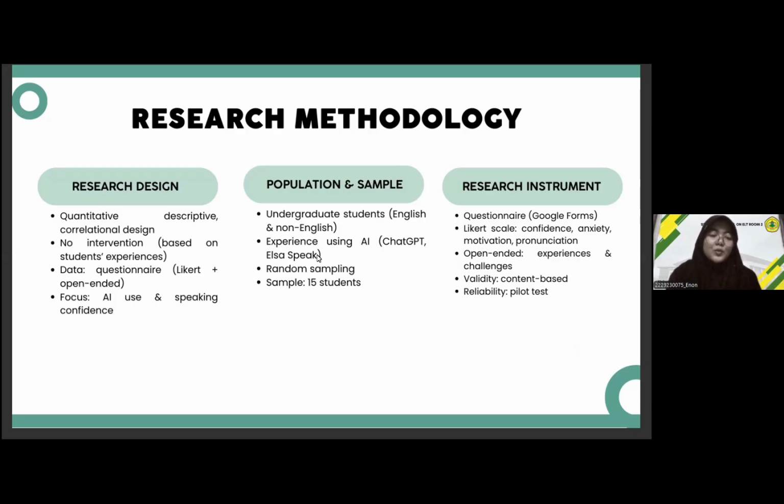The research instrument used in this study is an online questionnaire distributed through Google Forms. The questionnaire consists of two types of questions. First, close-ended questions using a Likert scale to measure student perception, such as confidence, anxiety, motivation, and pronunciation improvement. The second, open-ended questions are used to explore student experience and challenges when using AI-based speaking partners.